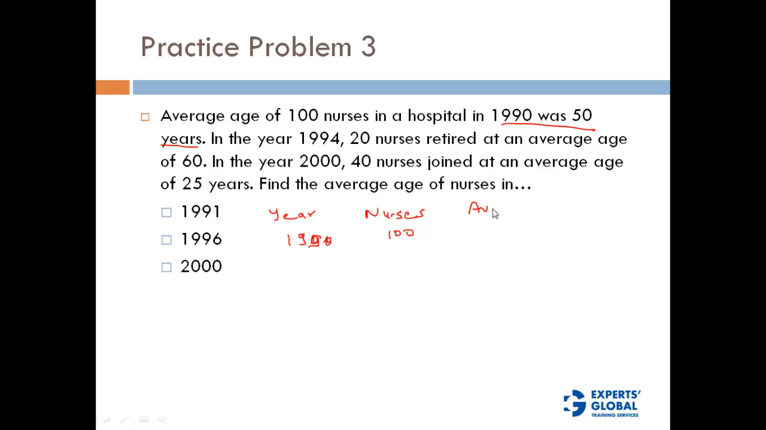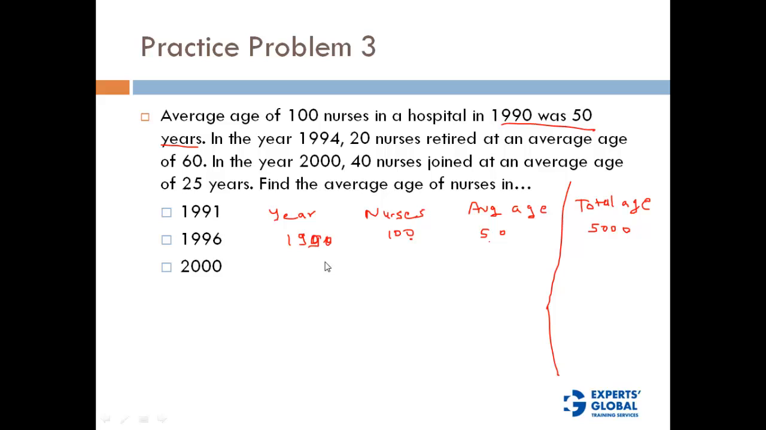This is the average age. Average age was 50, and this is, let's say, total age. So total age was 5000. We don't really need total age, but this is just for the sake of understanding. So this 100 into 50 is total age 5000.